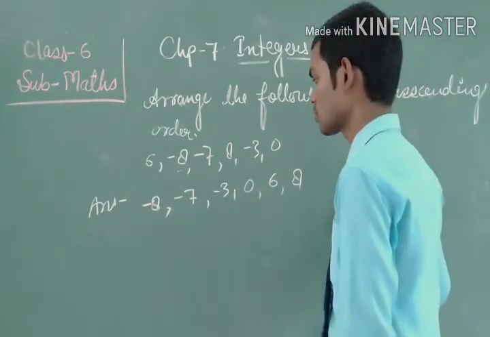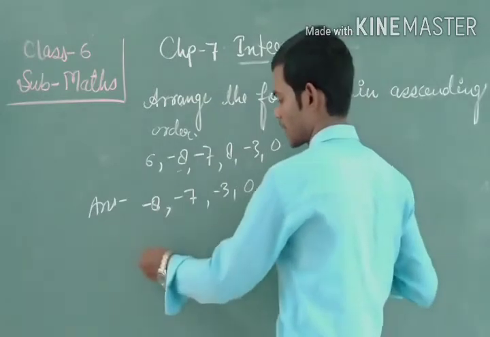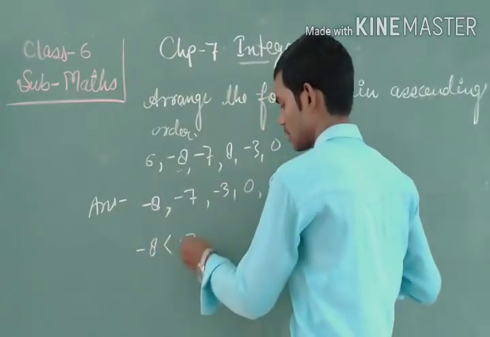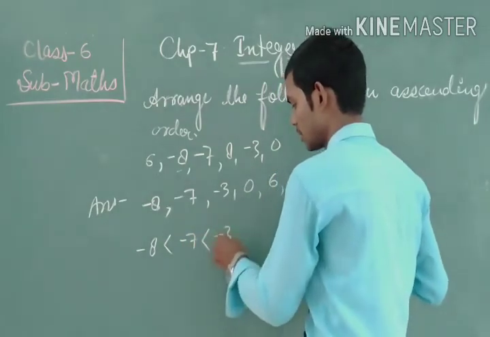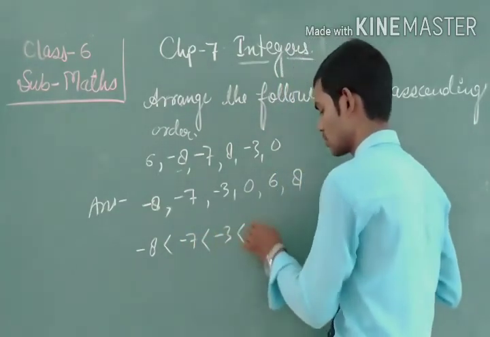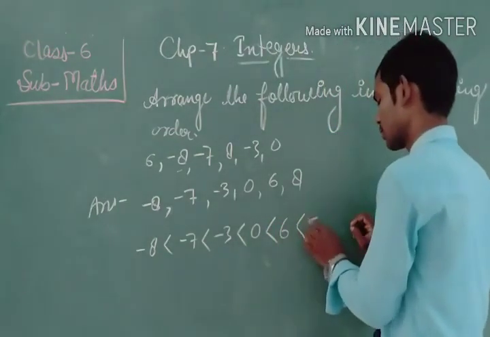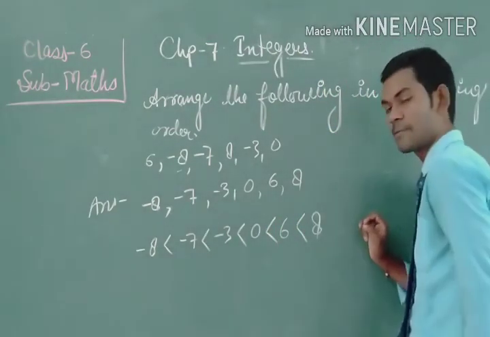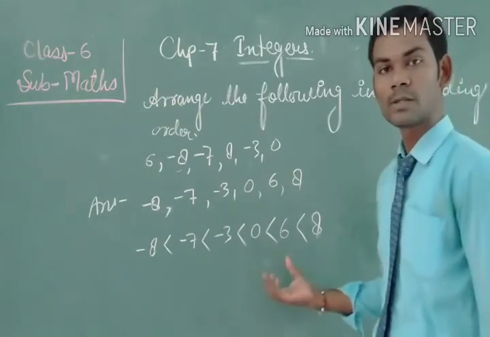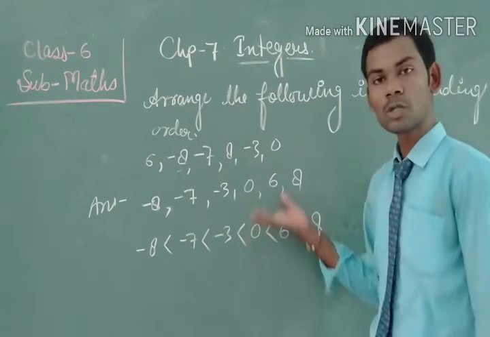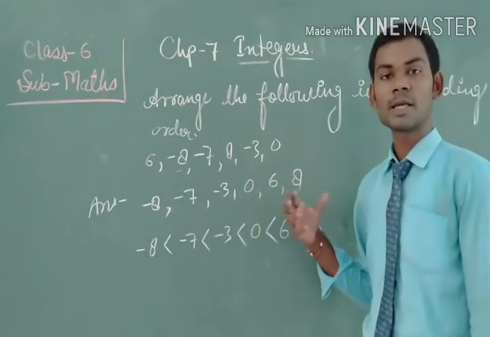You can also write them with the symbol of less than. Minus 8 is less than minus 7, is less than minus 3, is less than 0, and this is less than 6, and this is less than 8. So in this way you can also write them in ascending order, or you can use it like this. So both are representing ascending order.